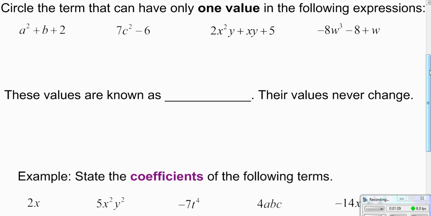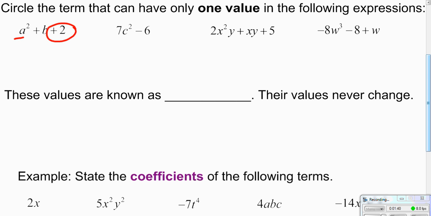Okay, so now it says circle the term that can have only one value. And so what I mean for that is when we look at A, well, A can be anything. We can assign it to be 5 or 7 or -2. And the same for B. They're variable. Their value can change. So the only thing in this first expression that has a value that can't change is the +2. No matter what, it will be +2.